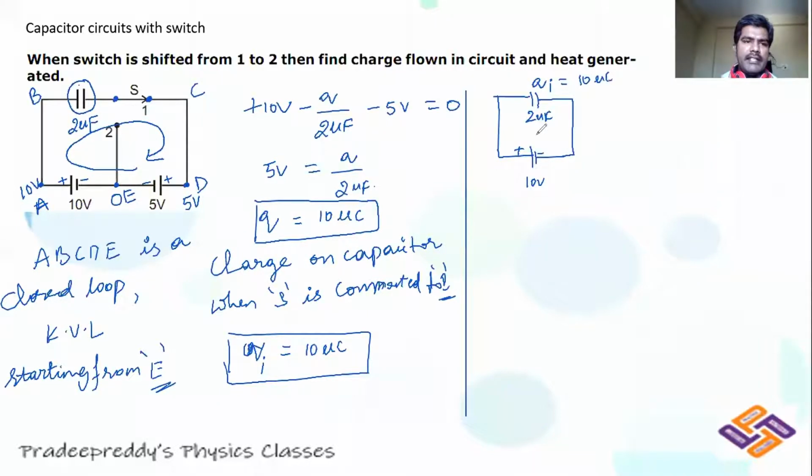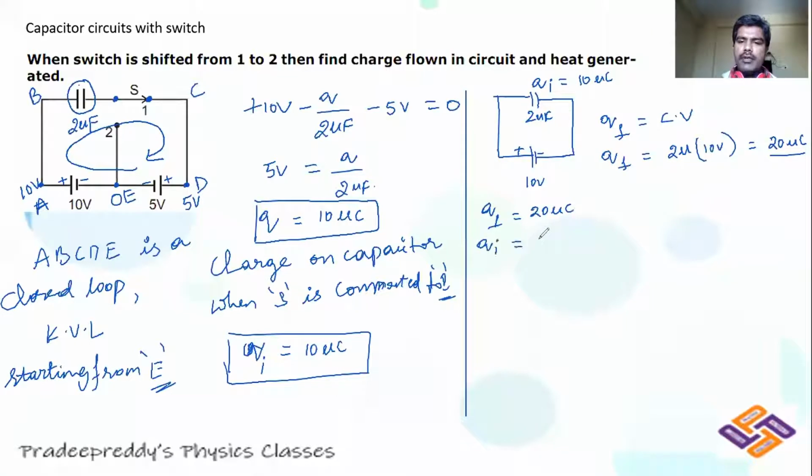Now, when you are shifting the switch from S1 to S2, there will be a new charge accommodated on this capacitor, and that new charge is Q final, which is equal to C into V, right? So Q final is equal to 2 microfarad into its potential, 10 volt, which is 20 microcoulomb. The new charge, Q final, is equal to 20 microcoulomb.